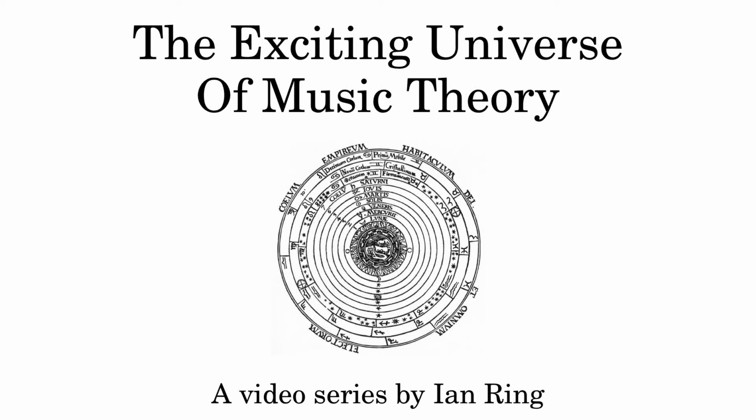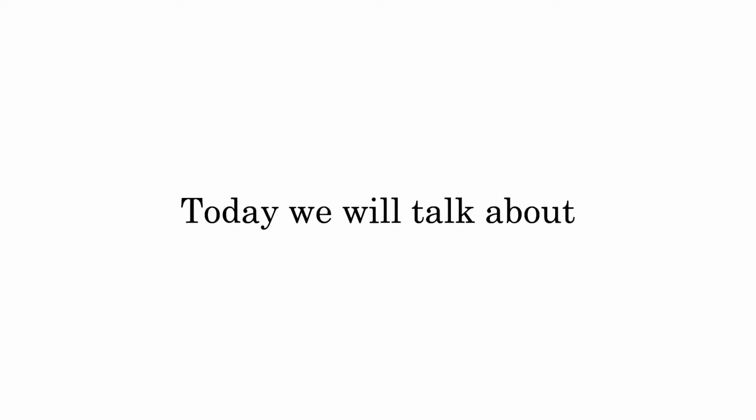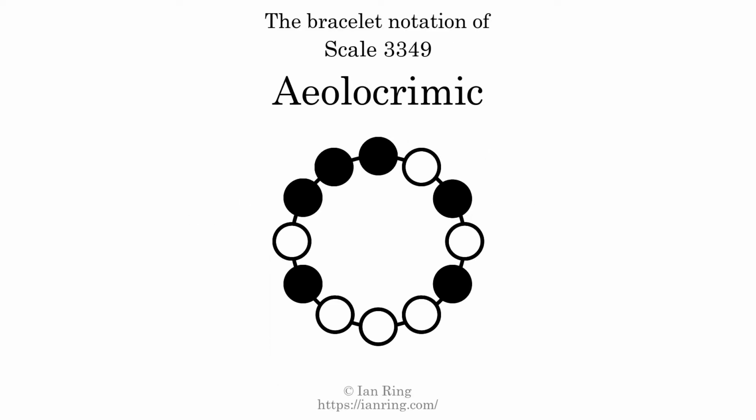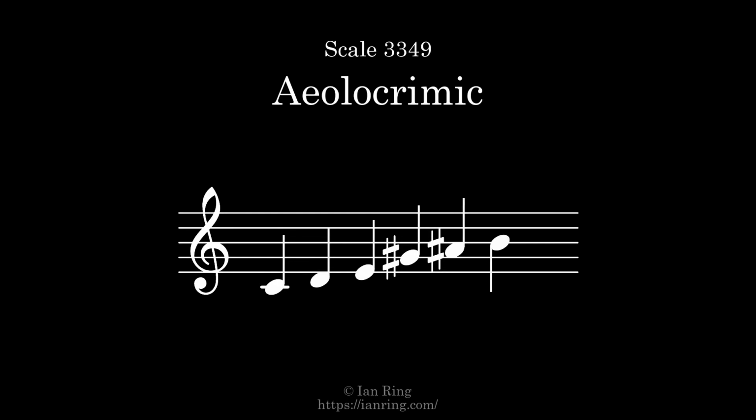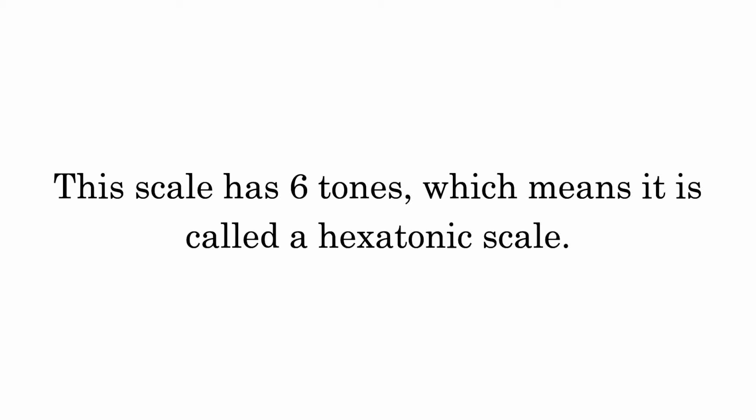Welcome to the exciting universe of music theory. Are you ready to learn? Then let's begin. Today we will talk about scale 3349, Aeolocrimic, which sounds like this. This scale has 6 tones, which means it is called a hexatonic scale.